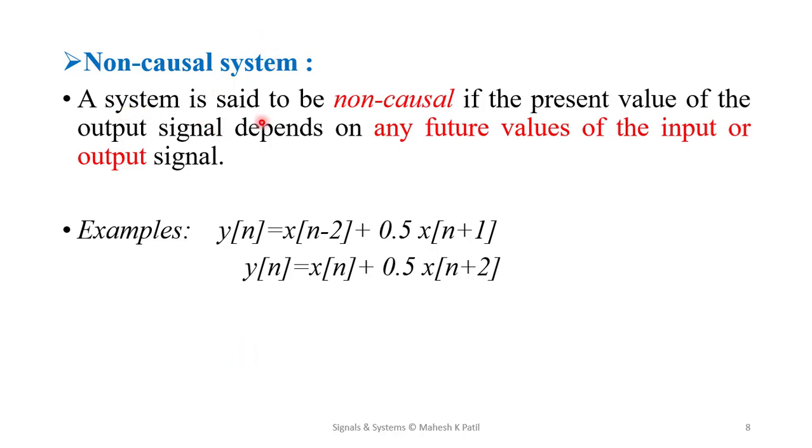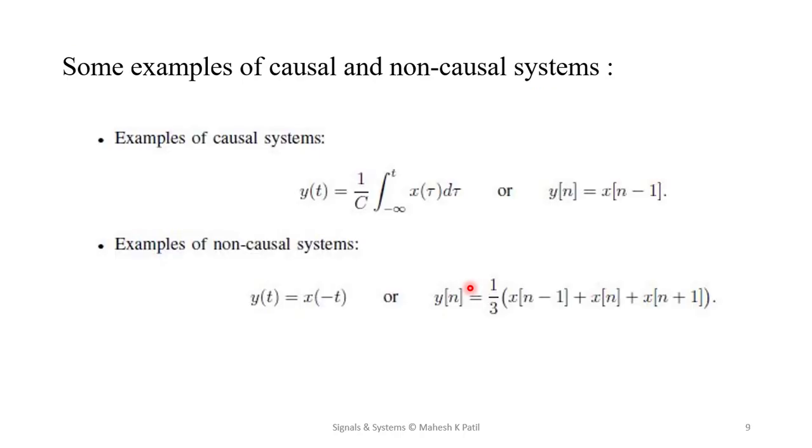A system is said to be non-causal if the present value of the output signal depends on any future values of the input or output signal. We can observe the examples here. y of n is equal to x of n minus 2 plus 0.5 x of n plus 1. y of n is equal to x of n plus 0.5 x of n plus 2, meaning the output depends on future values of the input here. We can observe n plus 1 or n plus 2 here, meaning these are future values. Again, these are some of the examples of causal and non-causal systems.